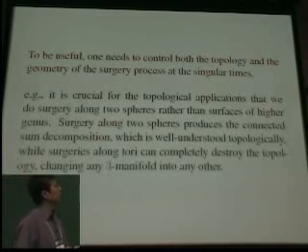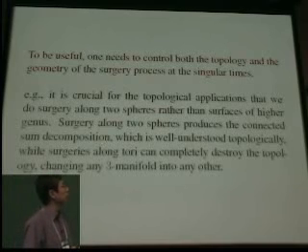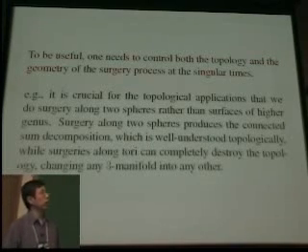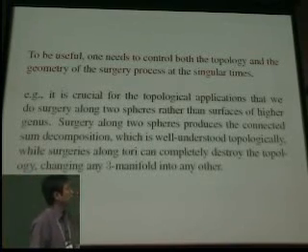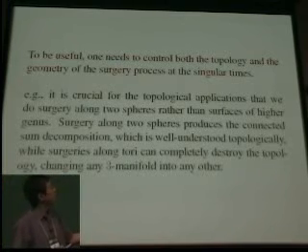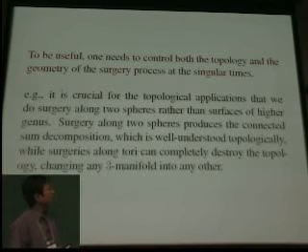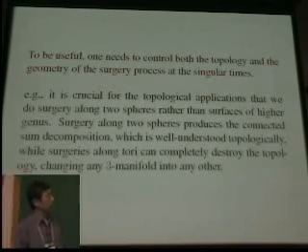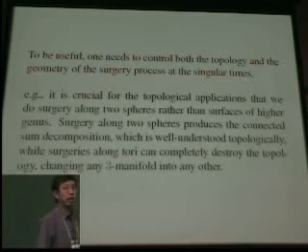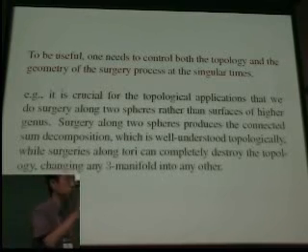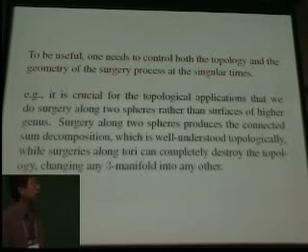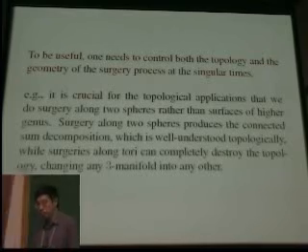Because surgery along the two-sphere produces connected sum decompositions, which are well understood topologically, while surgery along the tori, which is only a surface of genus 1, just higher than the genus of the sphere by 1, can completely destroy the topology, changing any three-manifold into any other. So if you cannot control the genus of the surgery surface, even if you just increase it by 1, you are hopeless in this program.